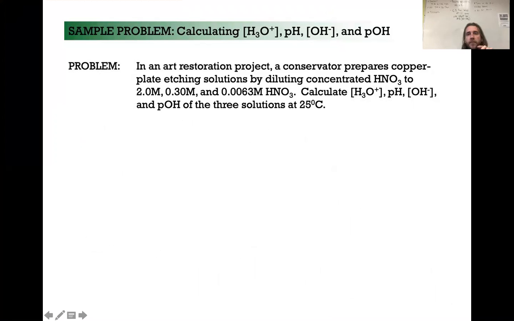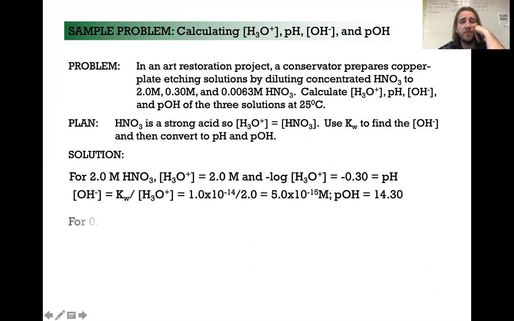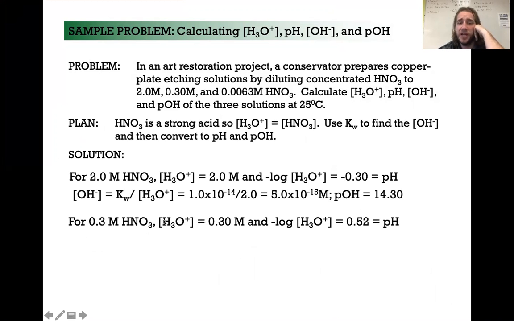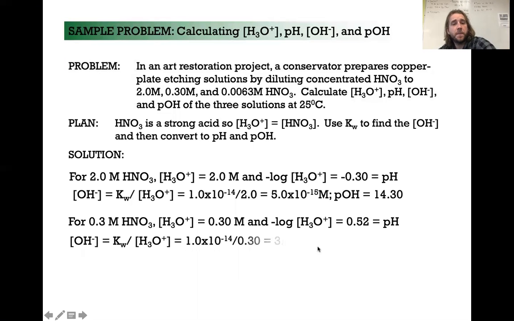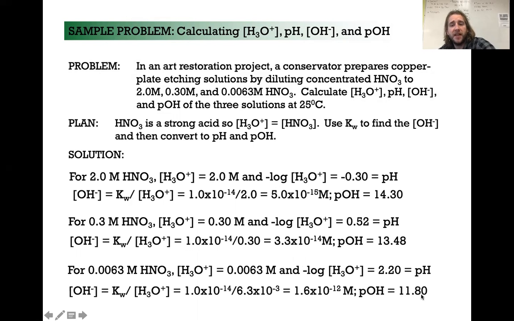Cool. So if we were actually going to work the other ones, we would do the same process for other values. For this one, for our 0.3 molar concentration, we end up with 0.3 molar hydronium and 0.52 for the pH. We get a hydroxide concentration of 10 to the negative 14th divided by 0.3 to get our 3.3 times 10 to the negative 14th molar, pOH of 13.48. And for a really dilute one, we end up with a pH of 2.20 and our pOH 11.80.